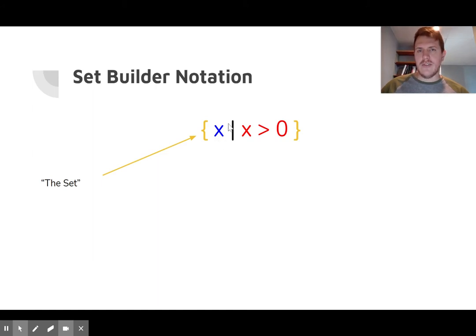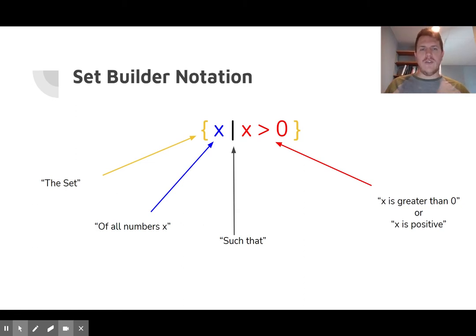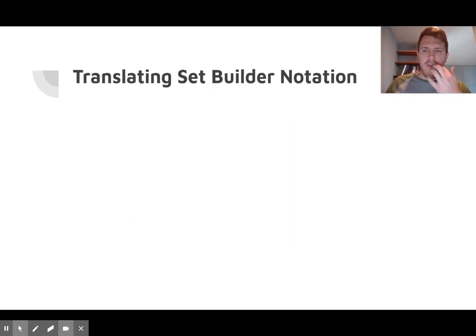The next thing we notice is that there's a variable as the first thing we see inside the curly brackets. Those are all numbers defined as x. This vertical line here is just a condition. It's basically "such that." And then this is my qualifier for whatever x is. So in this case, x is greater than 0, or all my numbers x that are positive. Putting this all together, we have the set of all numbers x such that x is greater than 0, or x is positive.